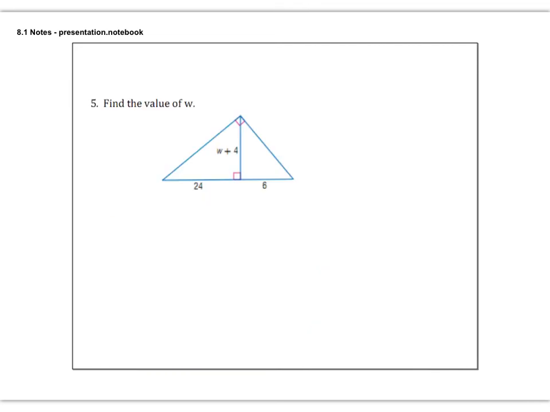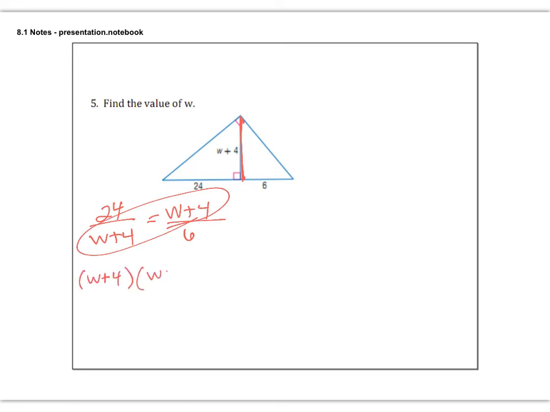One last problem here. This time the altitude is W plus 4. So W plus 4 is the number that we're going to use twice in the geometric mean. So 24 over W plus 4 equals W plus 4 over 6. Cross multiply. This one's going to be interesting. We're going to take W plus 4 times W plus 4. 24 times 6 is 144.